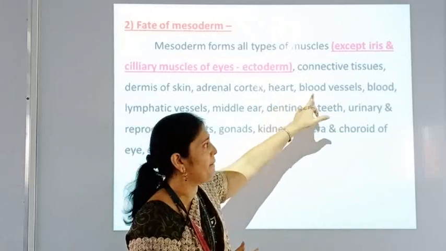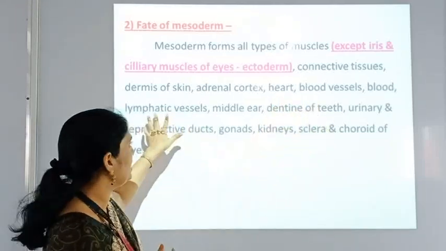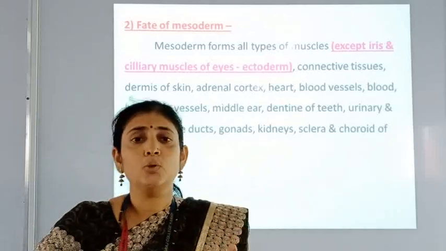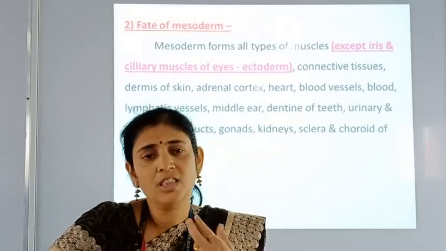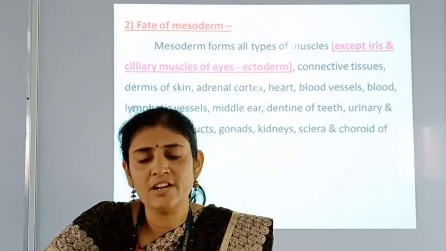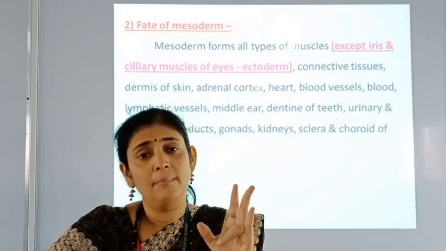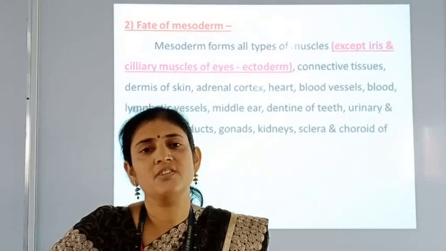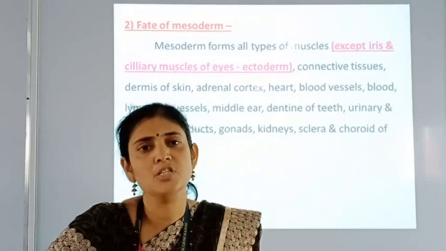Then heart, blood vessels, blood, lymphatic vessels means the structures which are related to the circulatory system. All the structures which are related to the circulatory system means the blood, blood vessels, heart and lymphatic system. All these structures are derived from this mesoderm.